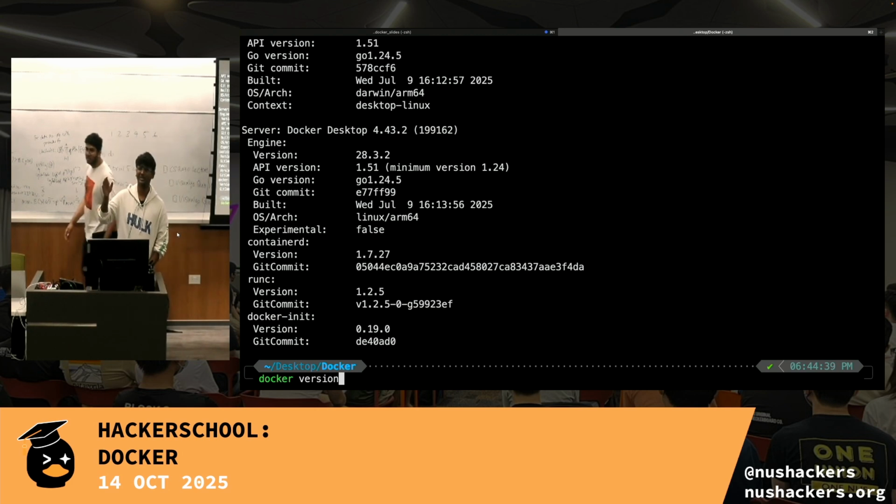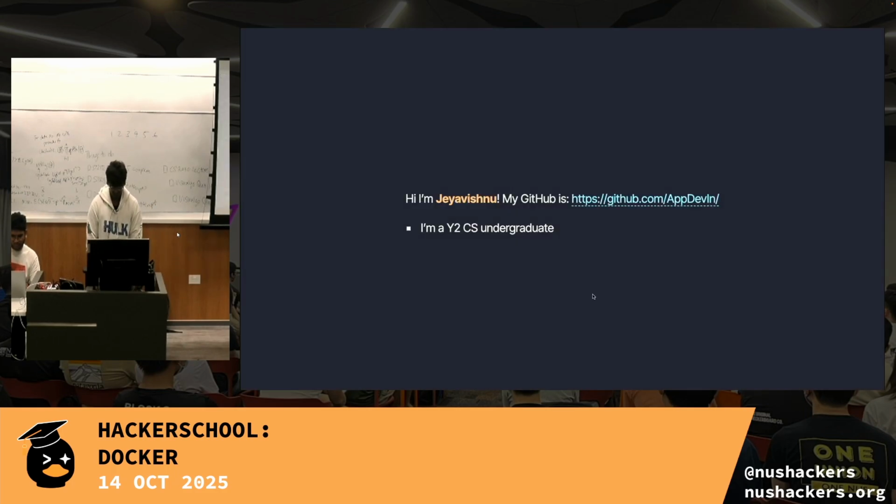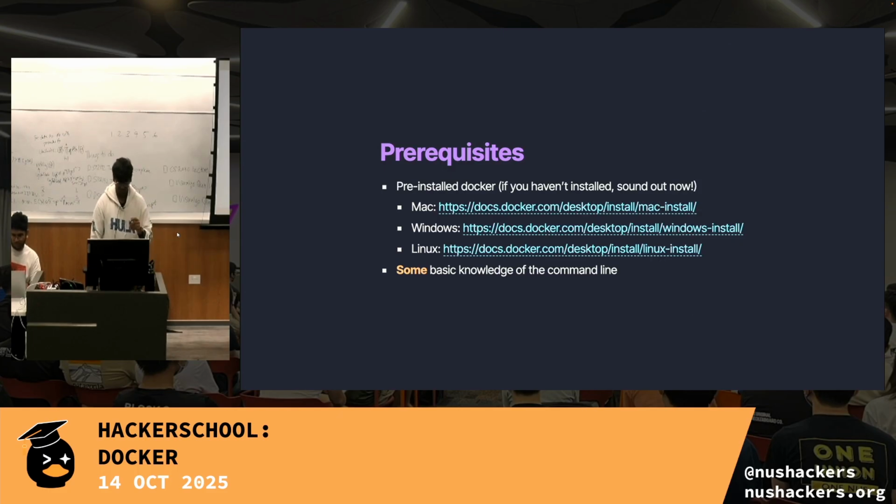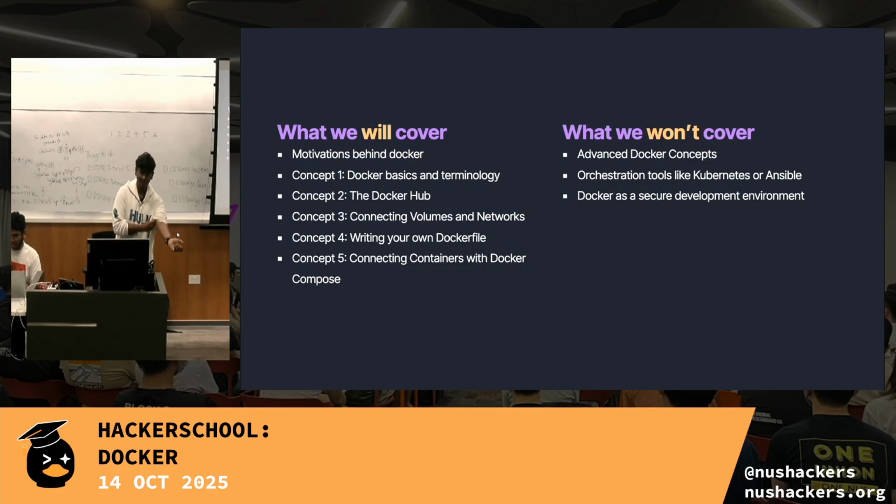Okay, I'll get started. Anybody got any issues, just raise your hand, or you can just stop me halfway if you need to. This is a prerequisite. What we'll be covering today will be the basics of Docker, the terminology, Docker Hub, connecting volumes and network, writing a Dockerfile, and then connecting containers with Docker Compose. What we won't cover is advanced concepts, like creating for different architectures, trying to reduce the Docker file size, Kubernetes, and multi-containers.